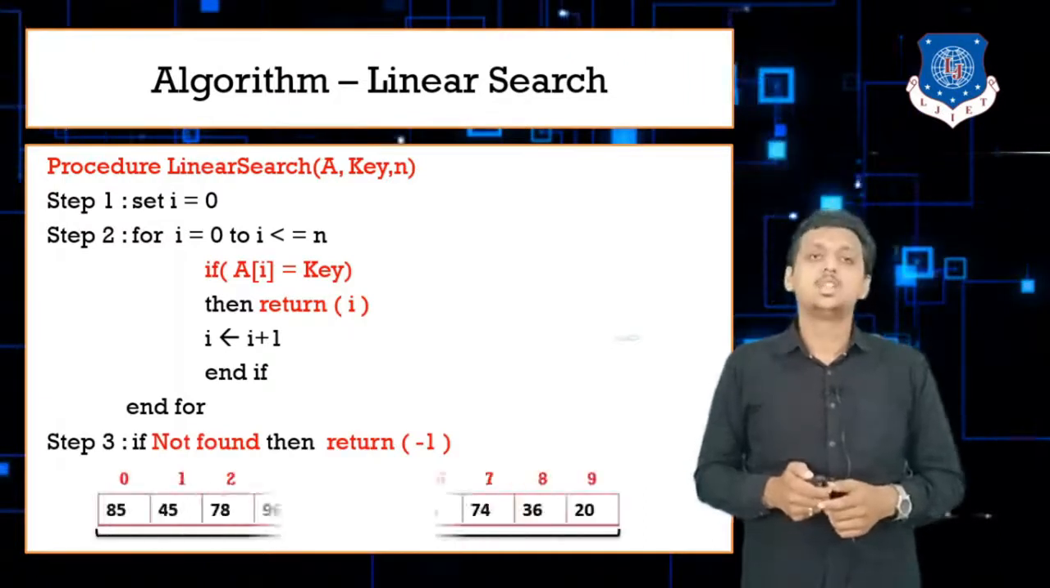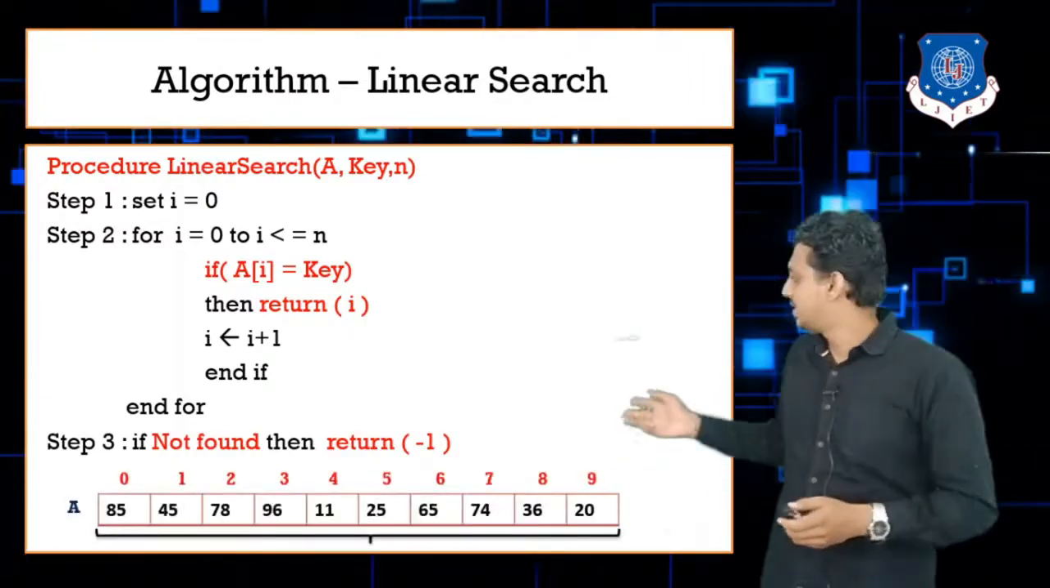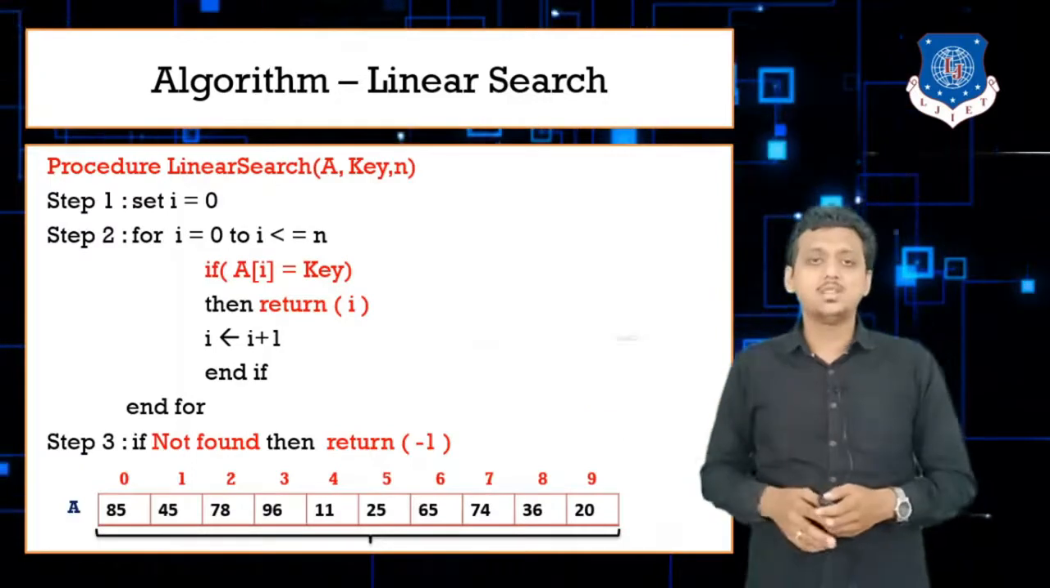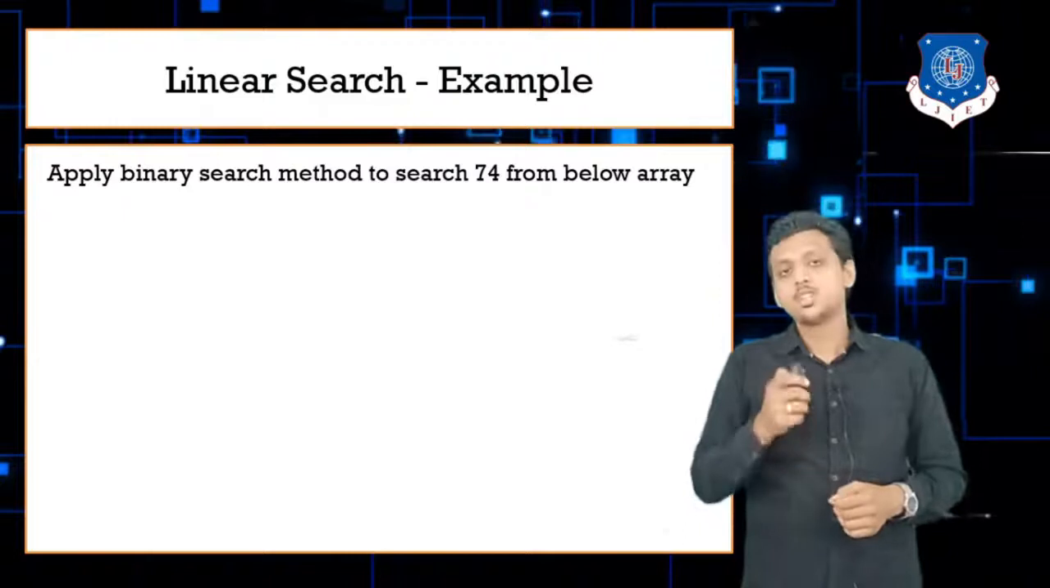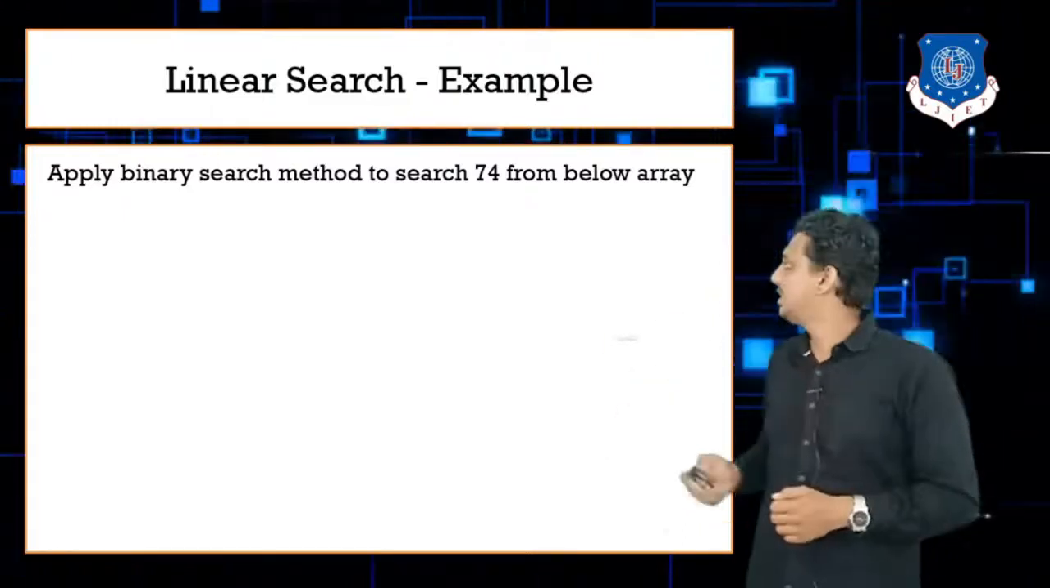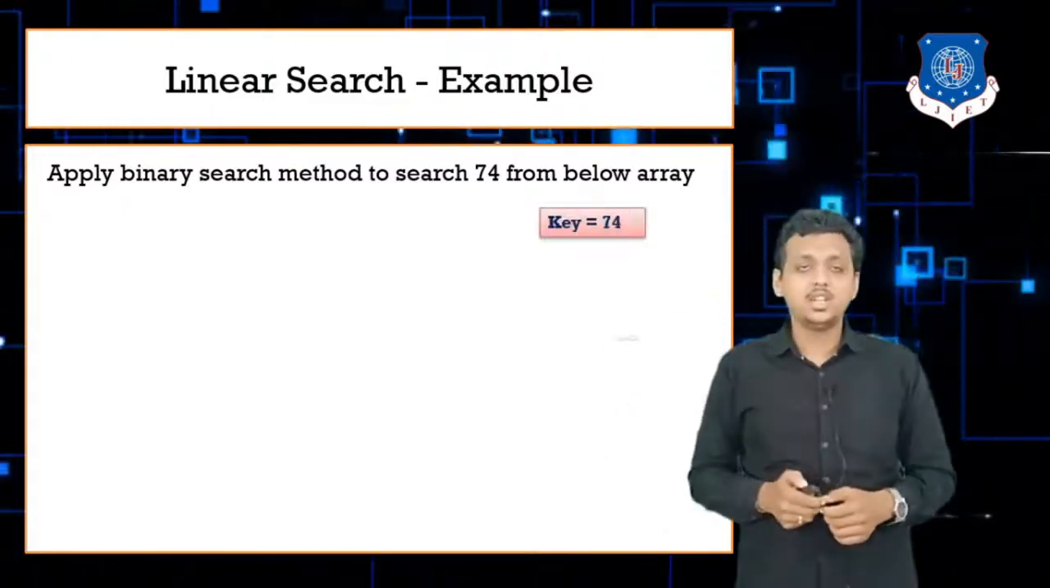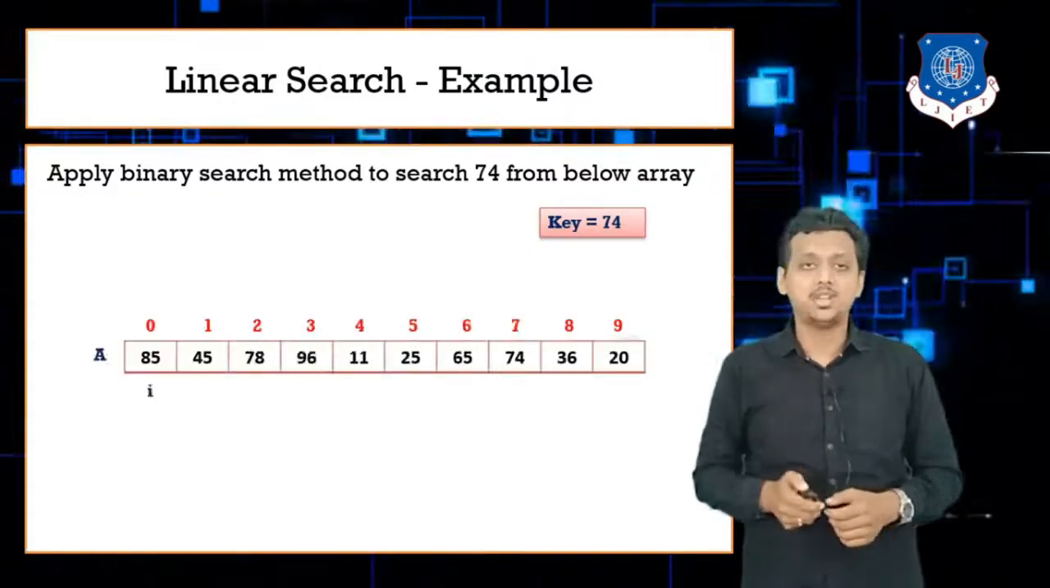Now, if this is my array, there are so many values in it. So how does it work? Let's check it out with an example. Let's begin with the example of the linear search. Here our array is already given. We need to find the key element 74.